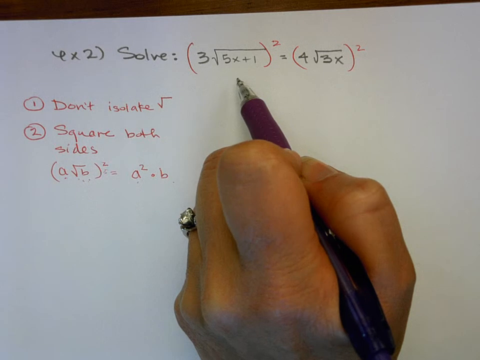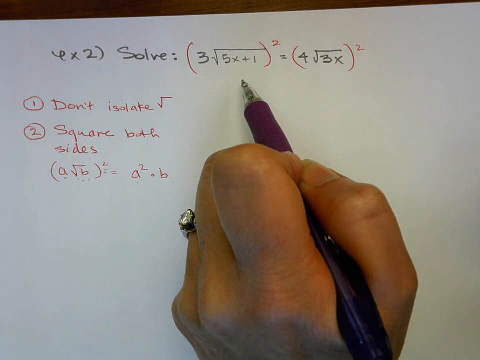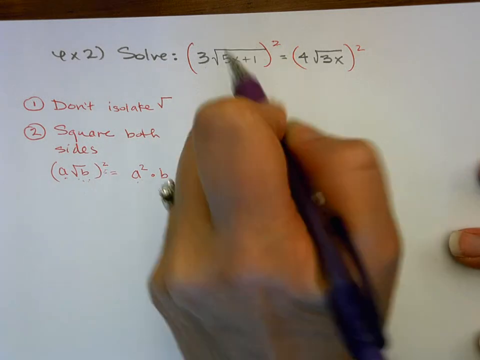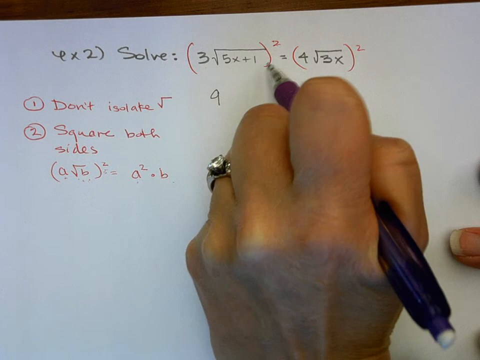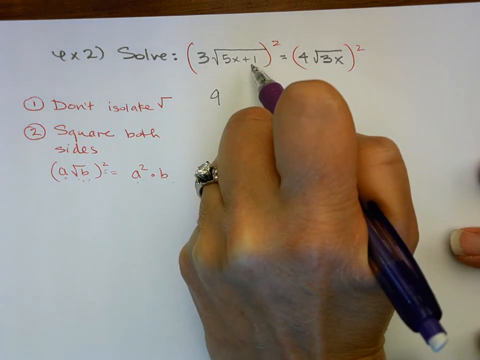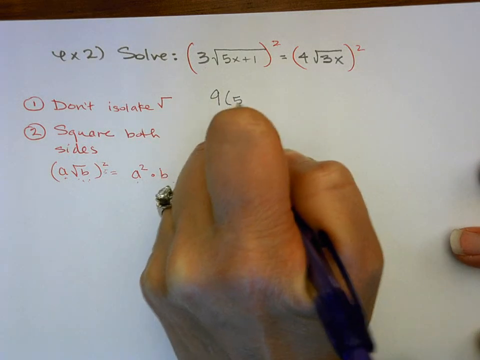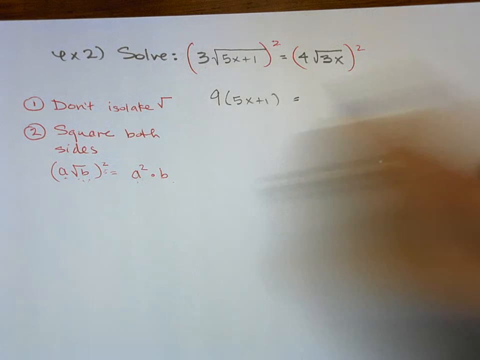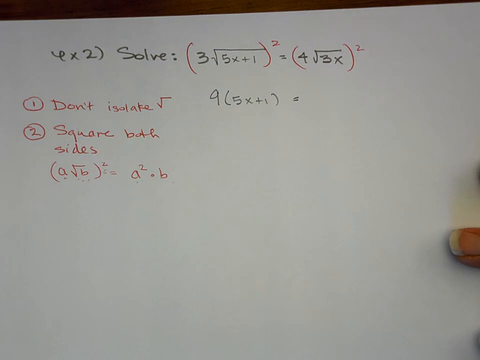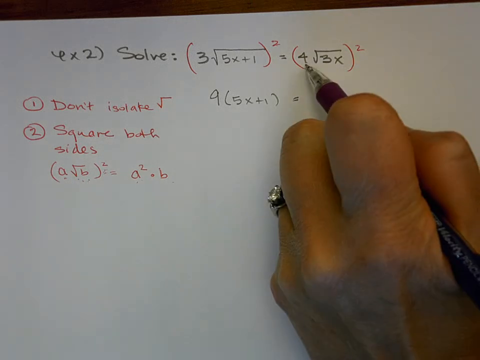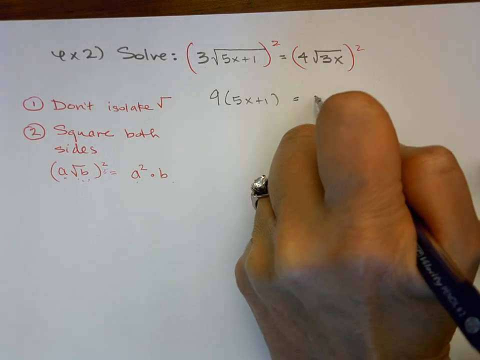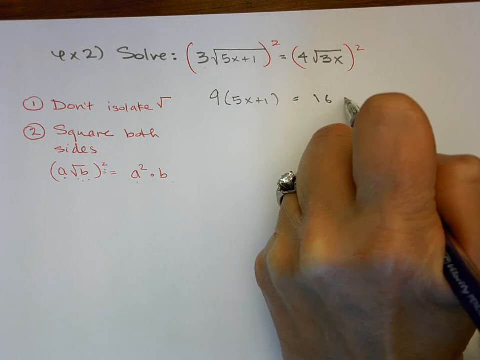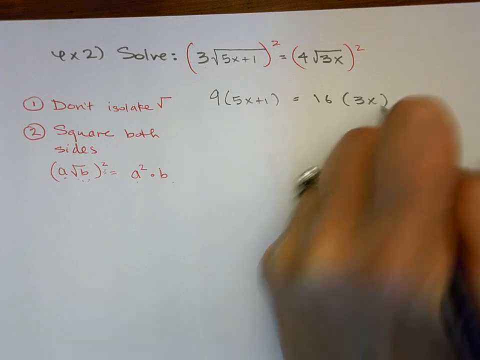Okay, so Jeremiah, you're going to help me with this. So what's 3 squared? And then what happens when I square the square root? It gets rid of the square root. Okay. And then this side here, what's that going to give me? 16. And? 3x. 3x. Good job.